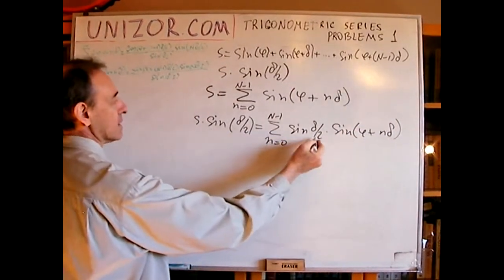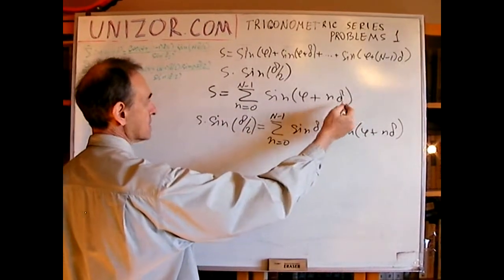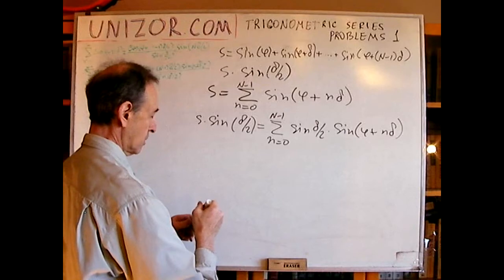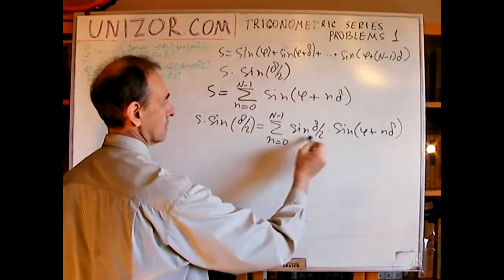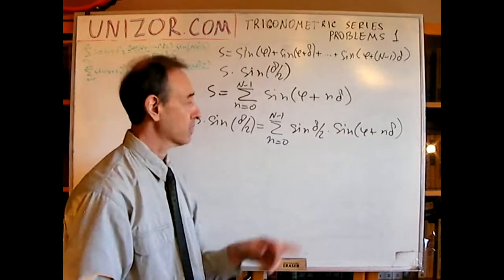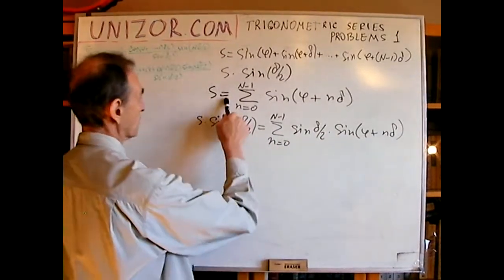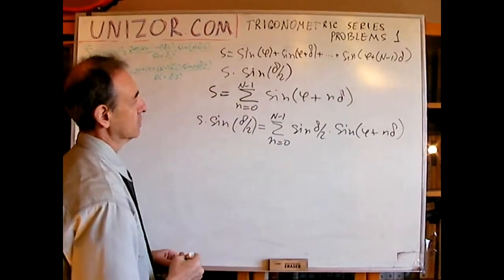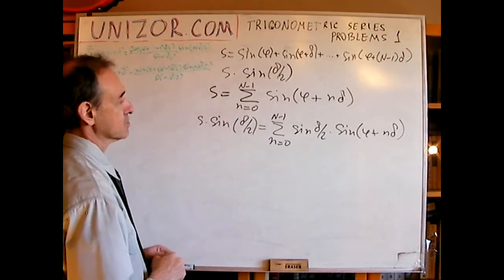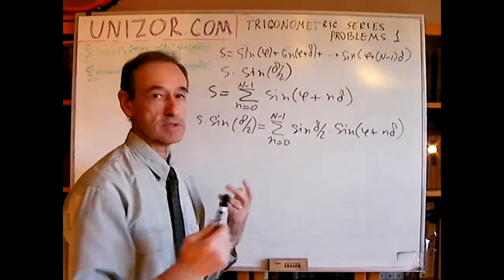So I multiply sine of delta over 2 by an entire sum, and using the distributive law, I can always replace it with multiplication by each member, and then have a summation. So multiplication and summation are reversible in this particular case, obviously, for distributive law. All right, fine. Now, how can I deal with this one?